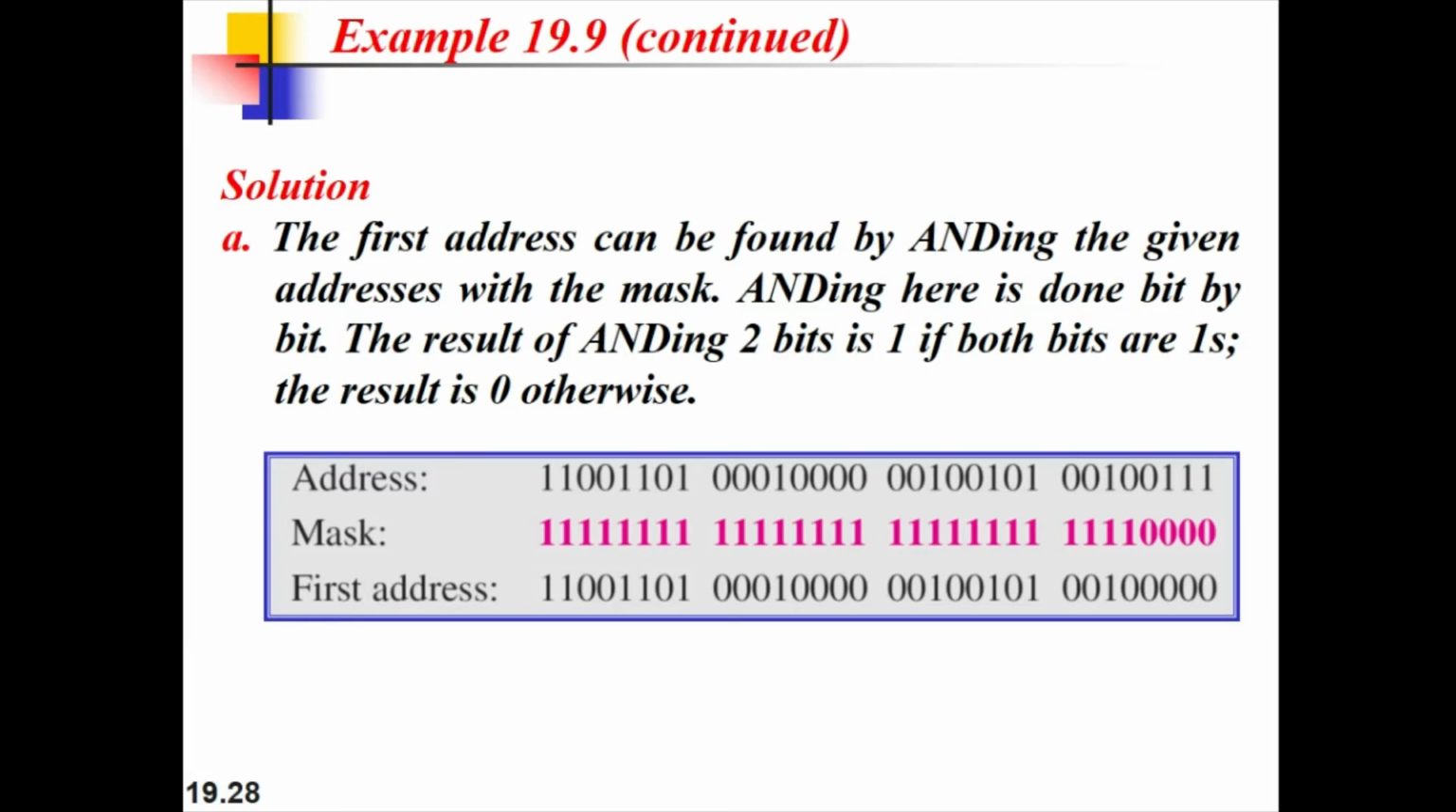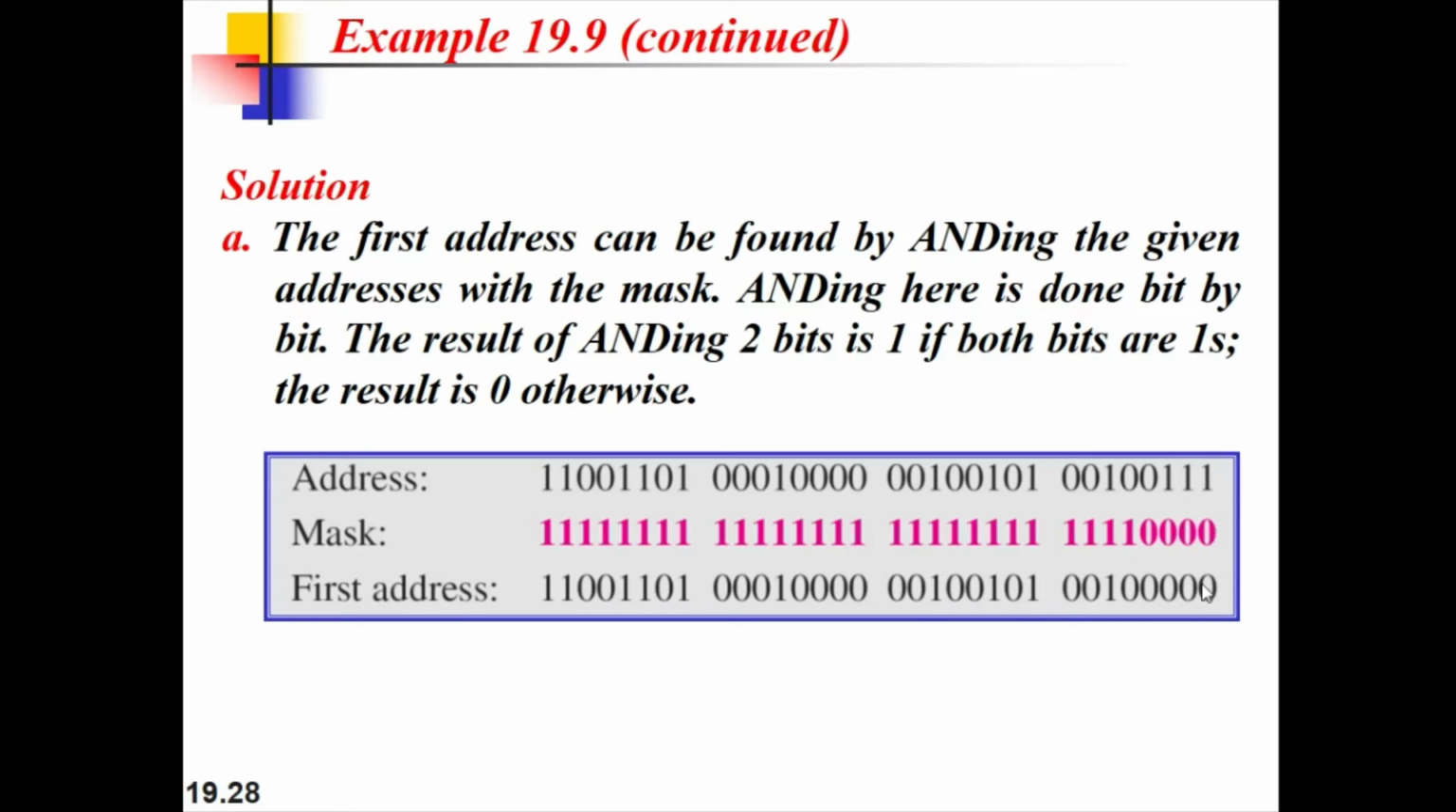So the first address we can find by using the ANDing operation with the given mask. ANDing here is done bit by bit. The result of ANDing two bits is 1 if both bits are 1, and the result is 0 for 10 or 00. So we have the address. From the decimal, we change to the binary number, and then we have the mask, which refers to 28. So change into binary, and then we do the ANDing operation.